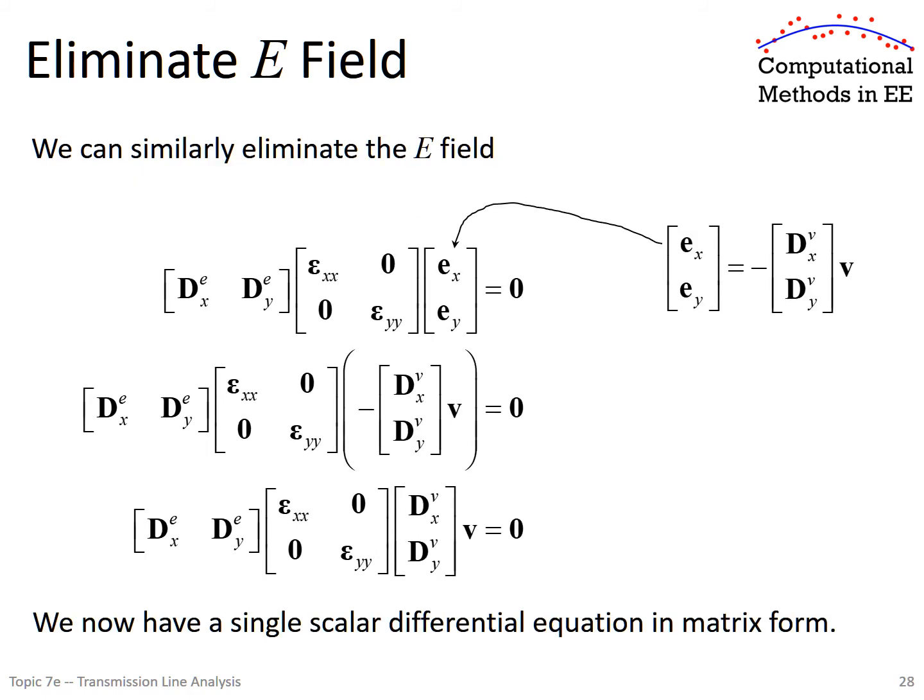Well, there's one other thing we can do. We can write our electric fields in terms of just a single scalar potential. So we can take this expression for our electric fields, replace the electric fields with the negative gradient of the scalar potential, and simplify, and we end up with one final matrix equation with a single scalar unknown. And this is the inhomogeneous Laplace's equation.